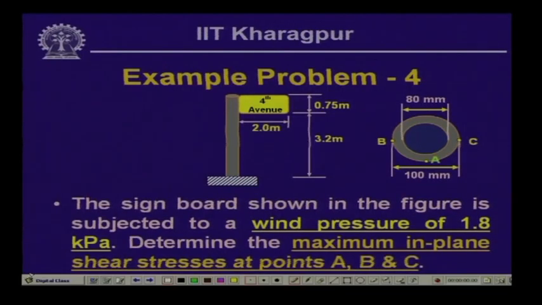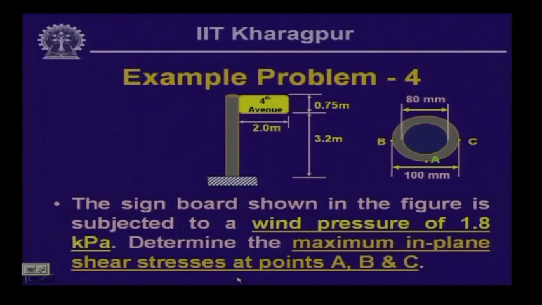Well, we have another example problem here. This is a sign board, as we discussed last time, that many times we use these signs for giving directions, and when wind forces act on such signs, it produces combined force actions on the vertical members. This particular board is subjected to a wind load of 1.8 kilopascal. You will have to find the maximum in-plane shear stress at the three points A, B and C. So, you solve this problem. I am going to discuss this in the next lesson.